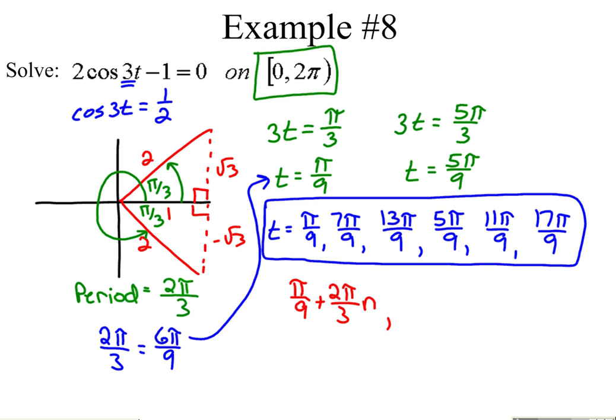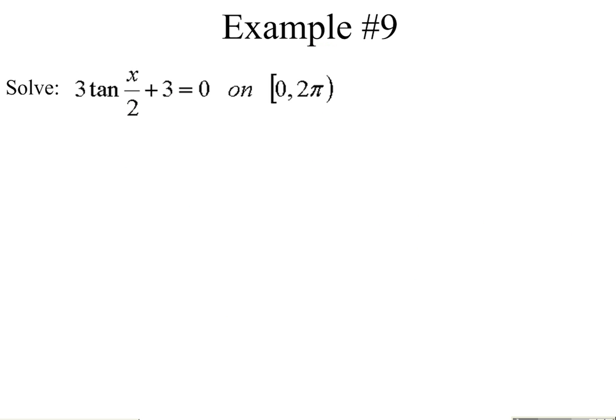Remember, we talked in section 5.3a about the general solution. Our general solution here would look like pi over 9 plus the period, which remember the period yesterday was always 2 pi because there were no period changes, times n, and 5 pi over 9 plus 2 pi over 3 times n.